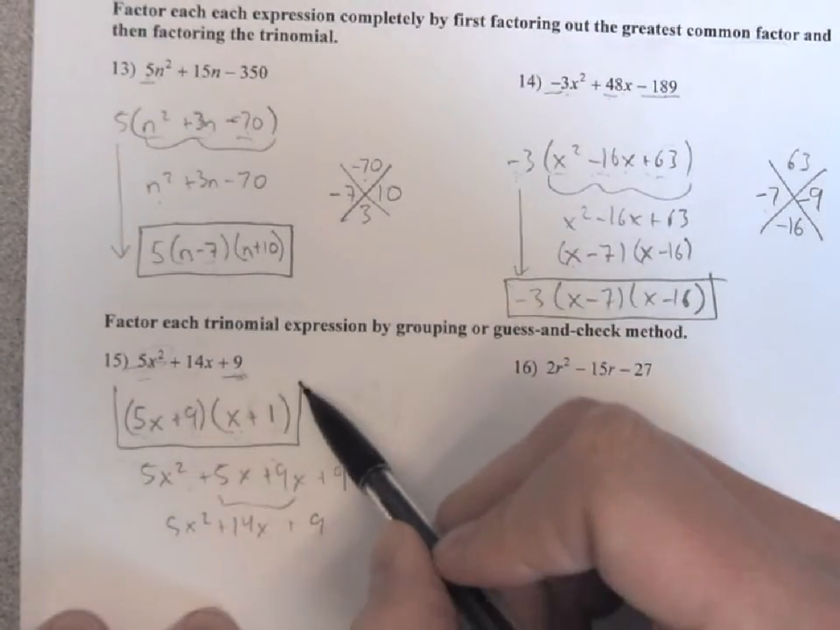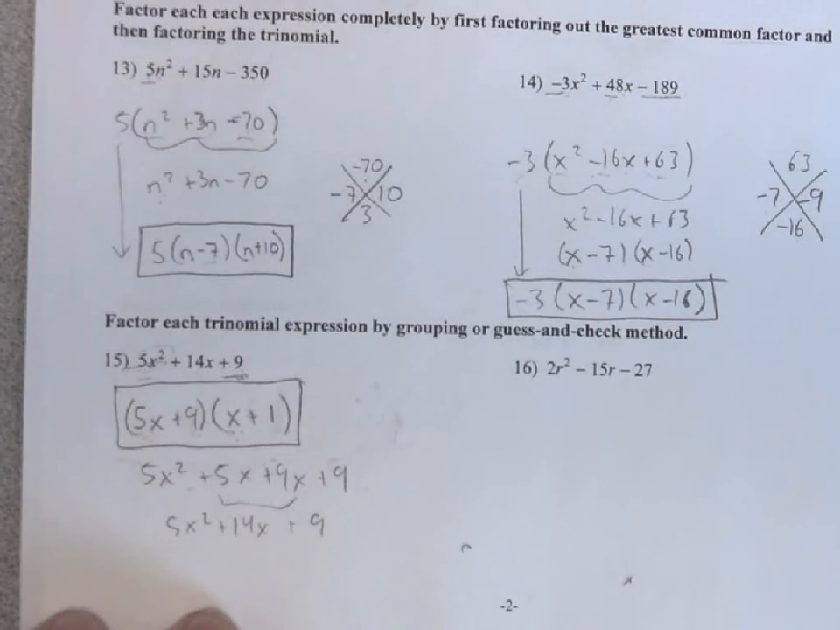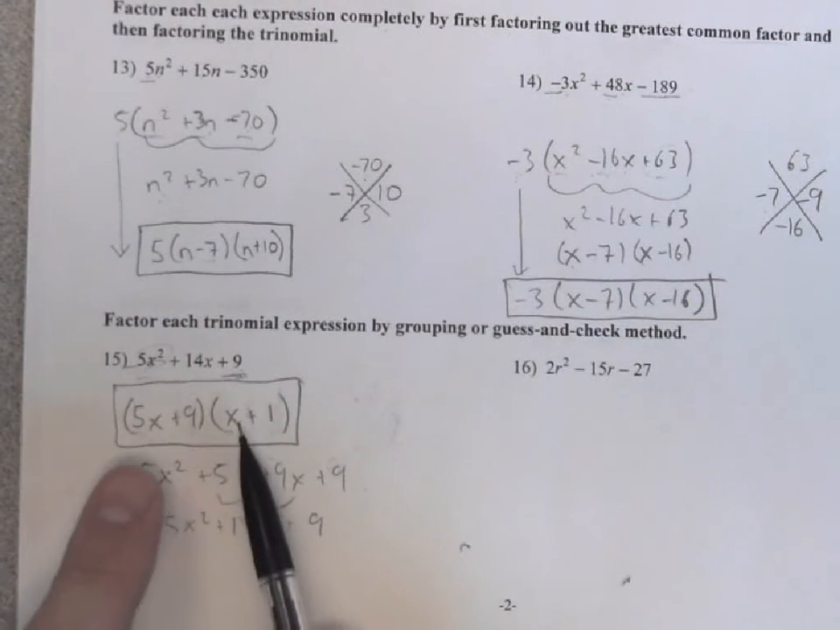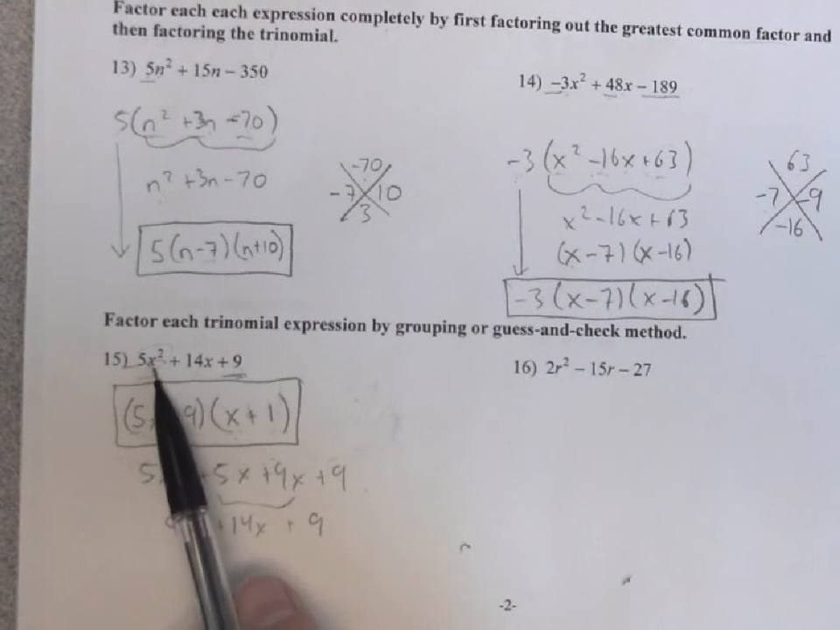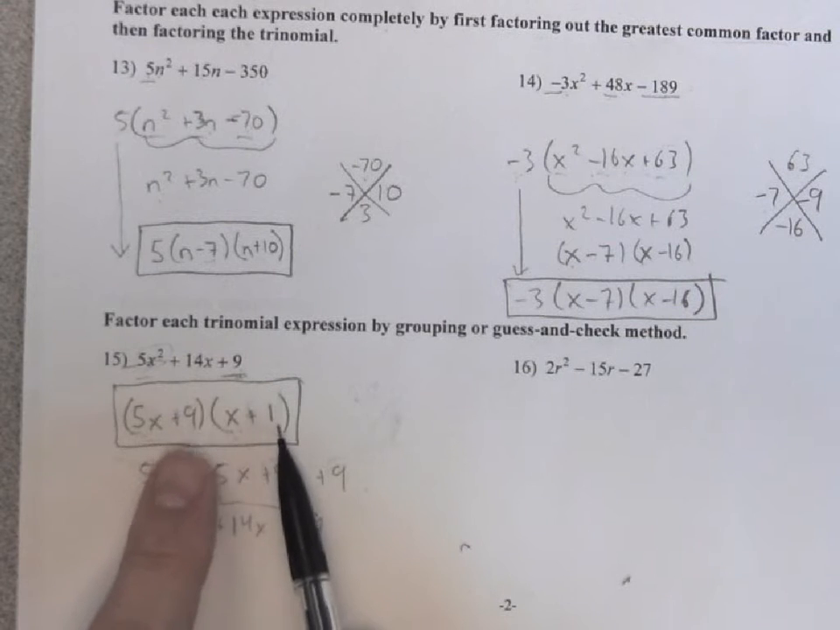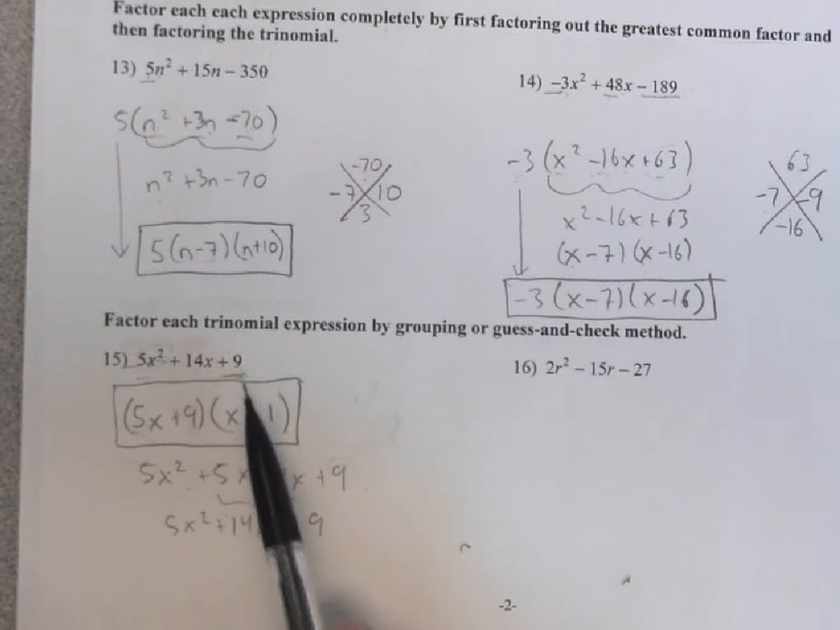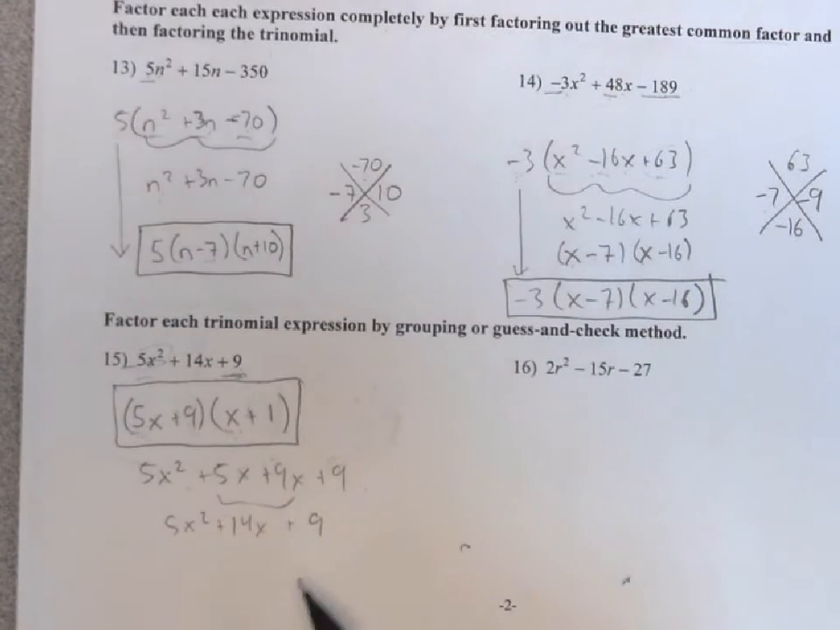We had to try a few different options. We used process of elimination. We figured out the only two things that can go here to give me a 5x squared, and the only two things here that give me a 9, or rather we try all those possibilities, and we figure out which is the one that's going to give me the right middle term. Okay, so that's a guess and check method.